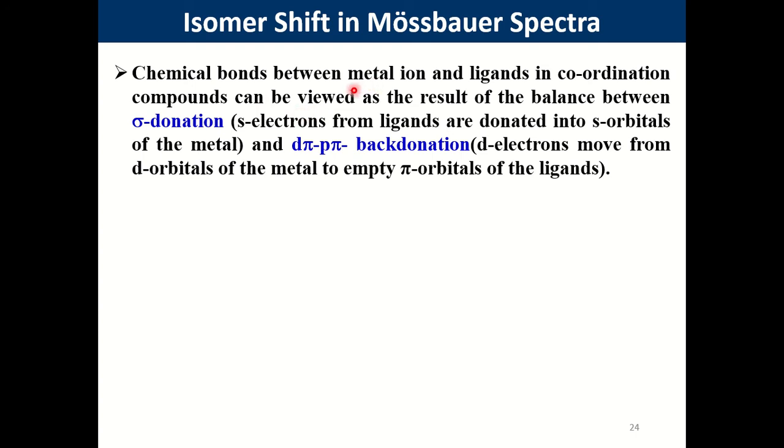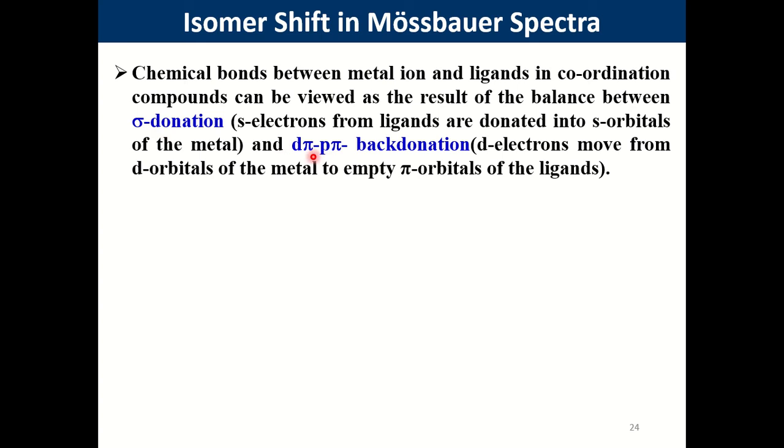So chemical bonds between metal ion and ligand, as we now know occur in coordination compounds, will alter this valence as shown in the previous slide, because there will be sigma donation of electrons from the ligands into the s orbitals of the metal, and in some cases there will also be back donation of electrons through pi bonding, d pi p pi bonding. That will take electrons from the d orbitals of the metal to the empty pi orbital of the ligand. Sigma donation from ligand to metal will increase the s electron density at the nucleus.